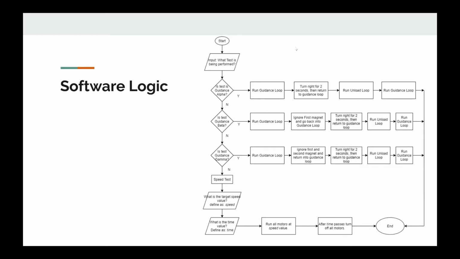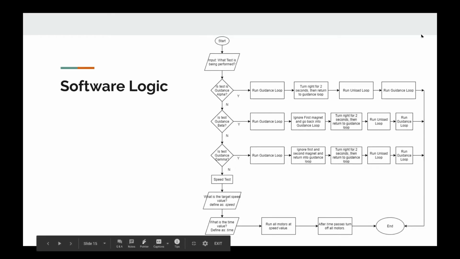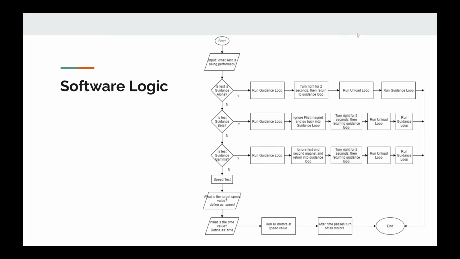Okay, so this is our larger actual flowchart of the code that we use. It all started and it would ask what test was being performed, because we wanted to be able to tell the robot to go to the alpha, beta, or gamma landing site or to just run the speed test. If we told the robot to run the guidance loop for the alpha landing site, then it would just run the guidance loop, turn right for 2 seconds at the first magnet, and then it would run the unload loop once it got to the other magnet.